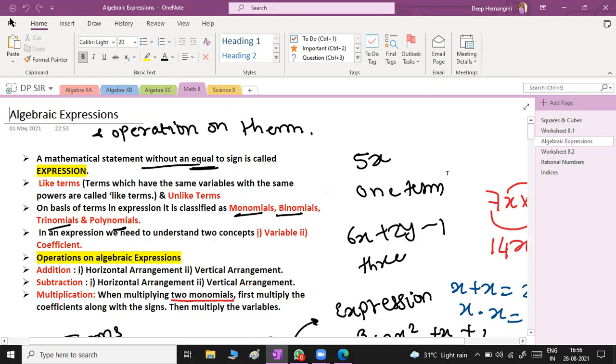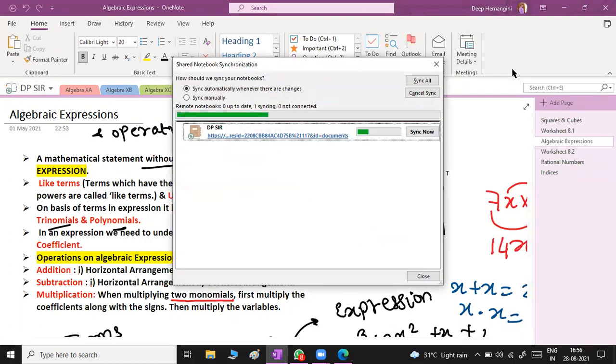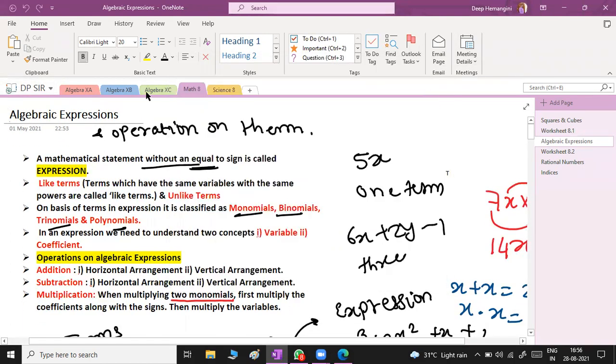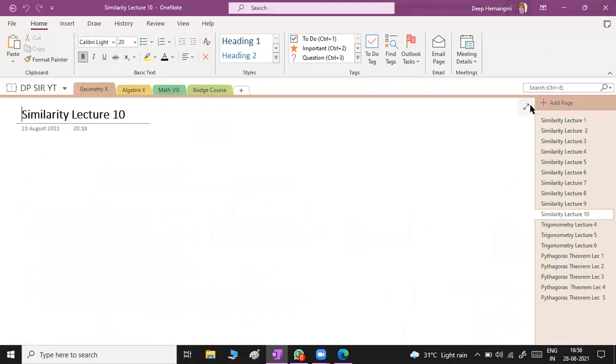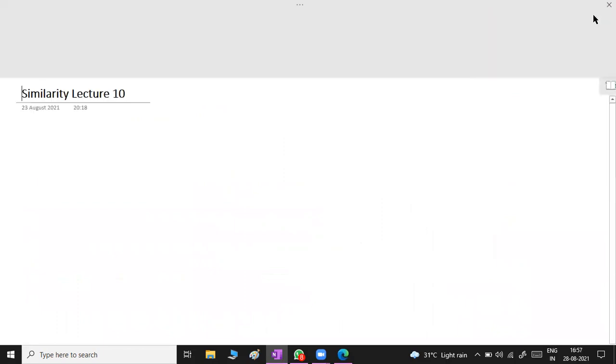Oh no, what is this? So this is not our notebook. Let's change. I don't know what is happening. Give me a moment. Okay, so this is the right notebook with similarity lecture number 10.